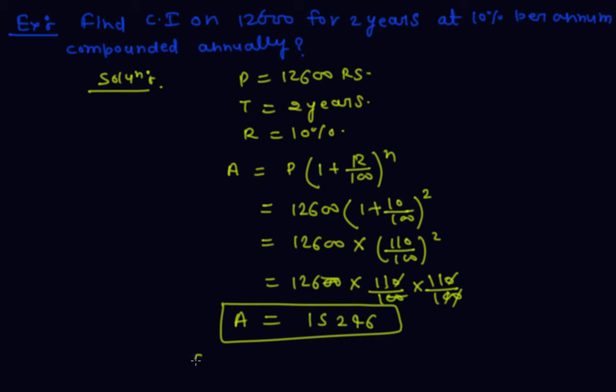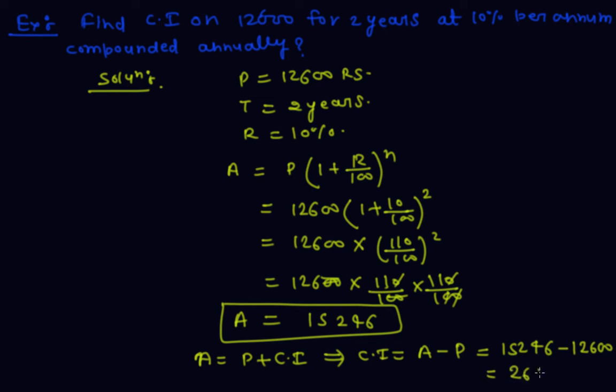We know that the amount formula is equal to principal plus compound interest. So we can say that compound interest is equal to amount minus principal. So the amount is 14,246 minus 12,600, which is equal to 2646 rupees. So I hope you understand how to solve a compound interest problem. And when we compound it half yearly, then the rate is half of the annual rate.